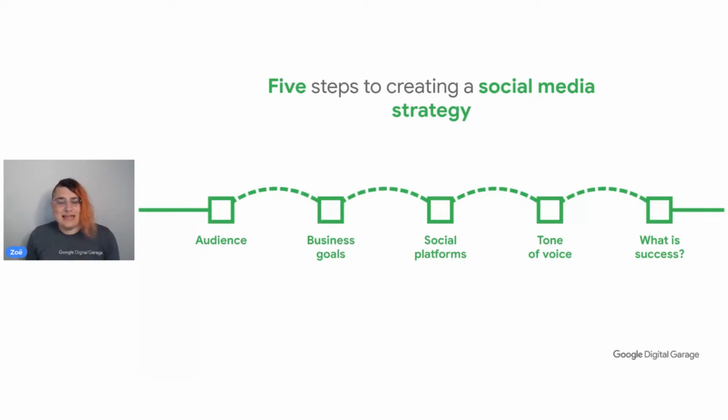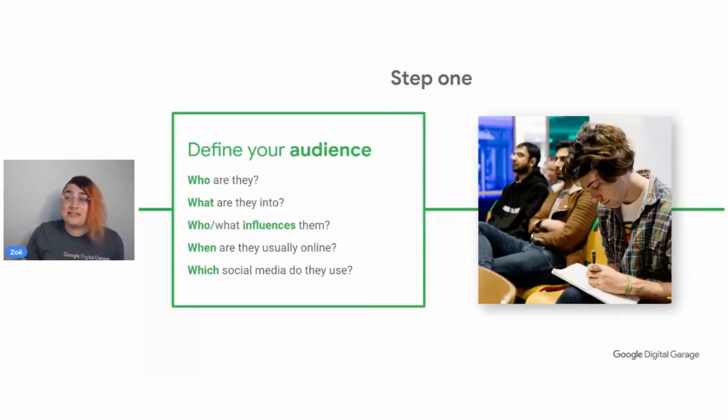So it's only after we've worked out our audience and our goals that we then choose our social networks. Then we can find our tone of voice, and then we can decide what success looks like. And that's really important because we want to be able to measure everything. If we're not measuring, we don't know whether we've succeeded or not. So it's really important to know what success is going to look like. So we start with defining our audience.